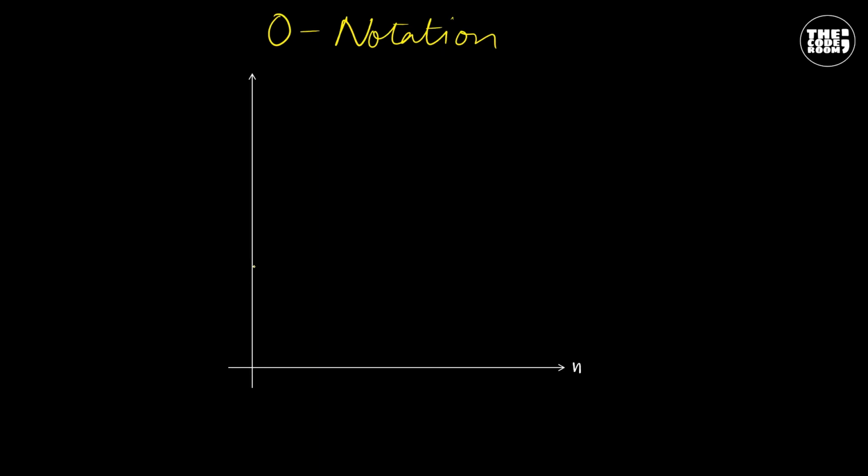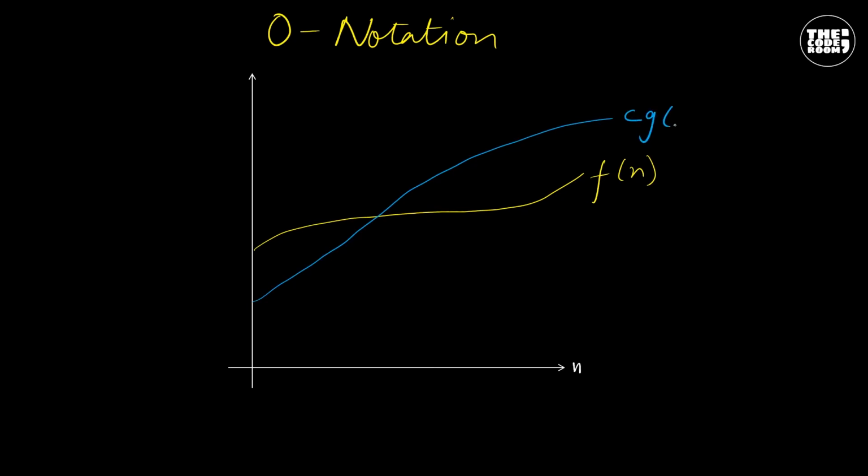Let us understand this graphically. Let's say we have a function f of n whose graph is represented by this line. Now for f of n, we have a function g of n such that c g of n is greater than or equal to f of n for all n greater than n naught. We might also have another function d h of n which would also be greater than or equal to f of n for some values of n greater than n naught.